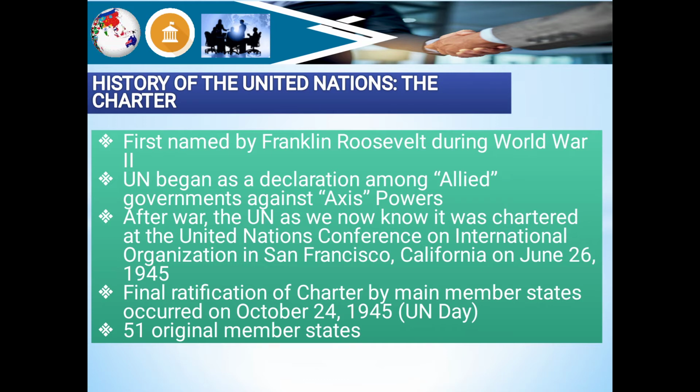History of the United Nations. The Charter. First named by President Franklin Roosevelt during World War II, the UN began as a declaration among Allied governments against Axis powers. After the war, the UN as we now know it was chartered at the United Nations Conference on International Organization in San Francisco, California on June 26, 1945. Final ratification of the charter by main member states occurred on October 24, 1945, United Nations Day. 51 original member states.